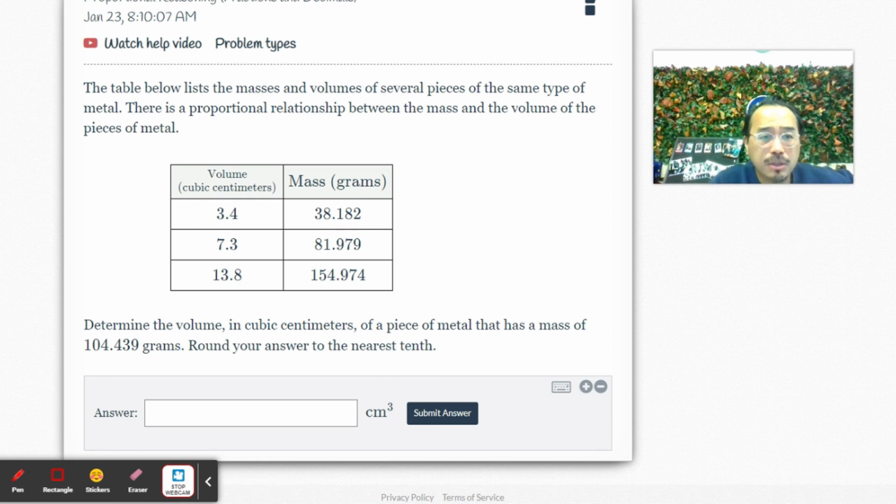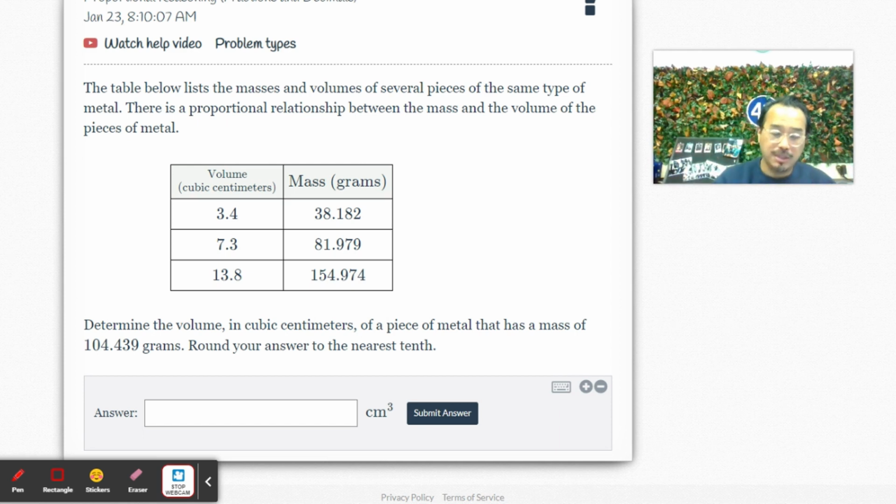All right. The table below lists the masses and volumes of several pieces of the same type of metal. There is a proportional relationship between the mass and volume. Mass is how dense something is, volume is how large, from a three-dimensional standpoint. Anyways, determine the volume in cubic centimeters of the piece of metal, given the mass.